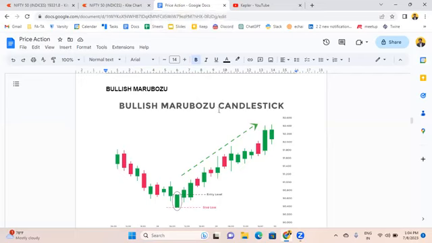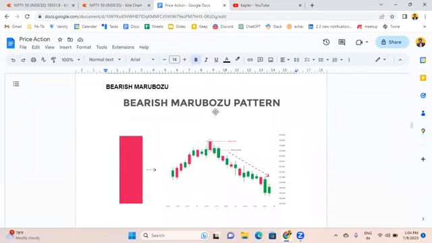Simple. Similarly, bearish Marubozu: a red candle with no upper and lower wick at all, occurs after the end of an uptrend. A clear indication that sellers are in power because there is no wick. Then obviously there are no buyers active in that specific candle. So therefore, it's a clear indication that sellers have overpowered the buyers at that point in time, and therefore there is a high probability that prices will fall down or the market will fall down. Simple.